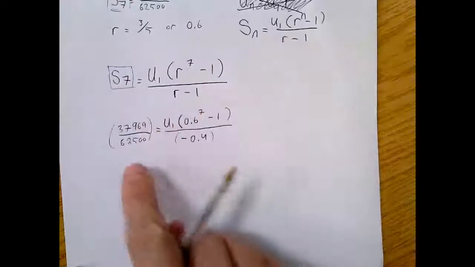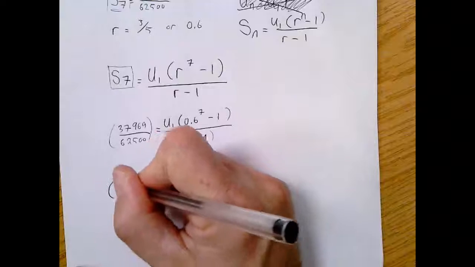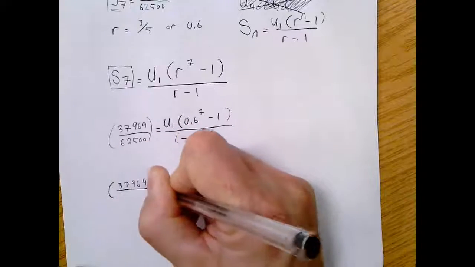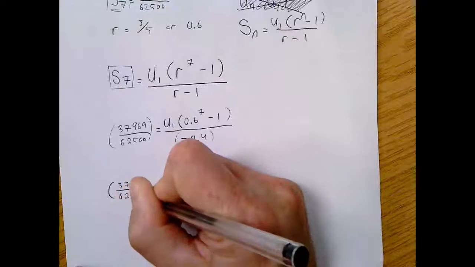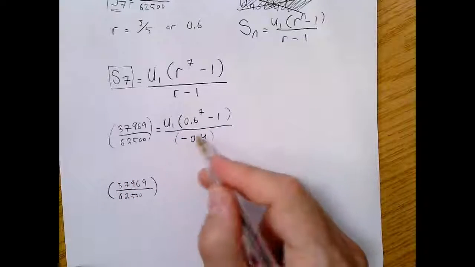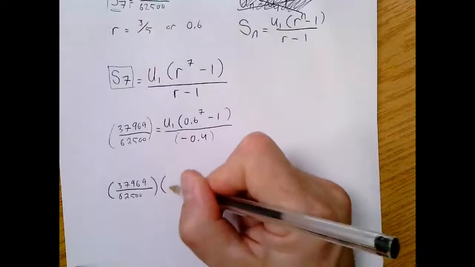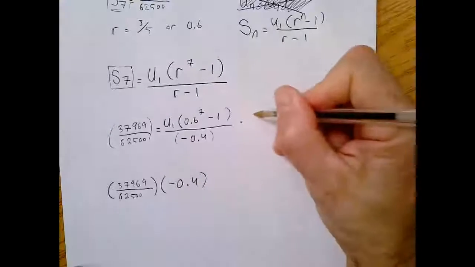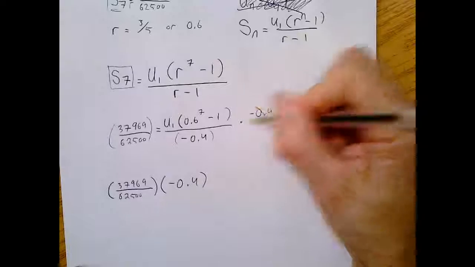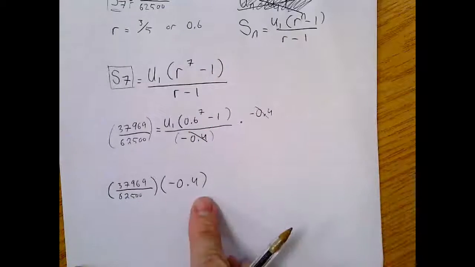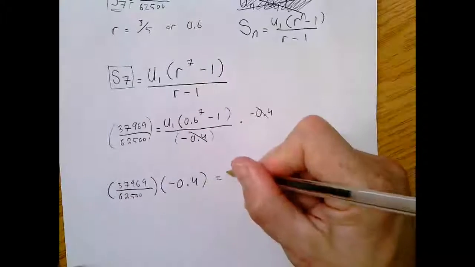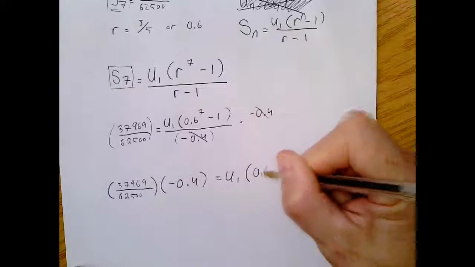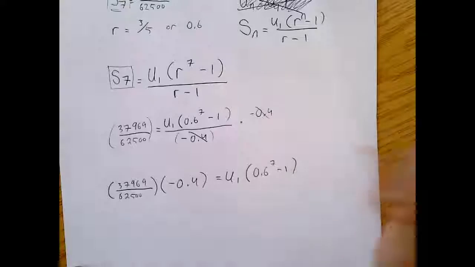So what we're going to do here is say 37,969. Shoop. Got my denominator. I'm multiplying both sides by 0.4. And if you think about it, if I multiplied over here by negative 0.4, this would cancel, right? And that's going to leave me over here with u sub 1 and this piece of information right here.